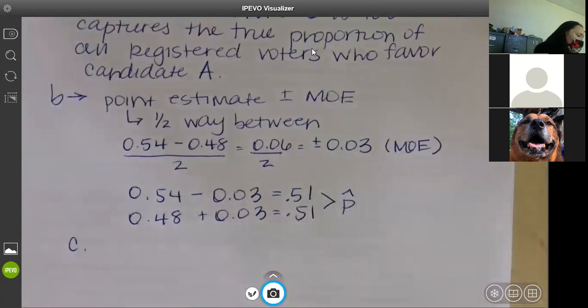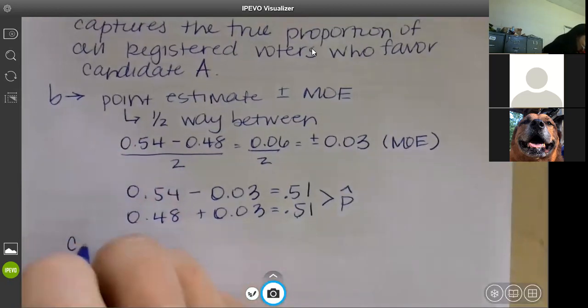C, based on this poll, a political reporter claims that the majority of the registered voters favor candidate A. Use the confidence interval to evaluate this claim. You will have to do this. So think about your confidence interval. It went from 48% to 54%. So a political reporter claims that the majority of registered voters favor candidate A. What would a majority be? Half. Not half, but above half, right? Okay, what's the problem with this interval? It goes from under half to over half. Right.